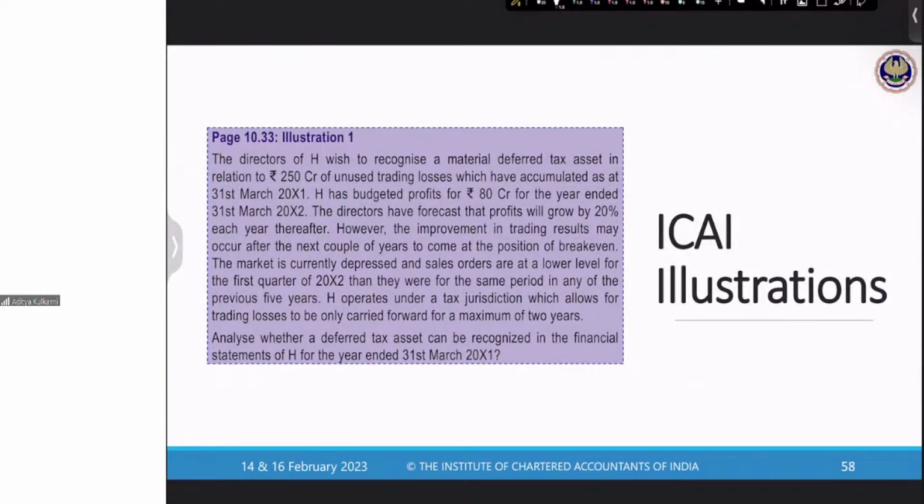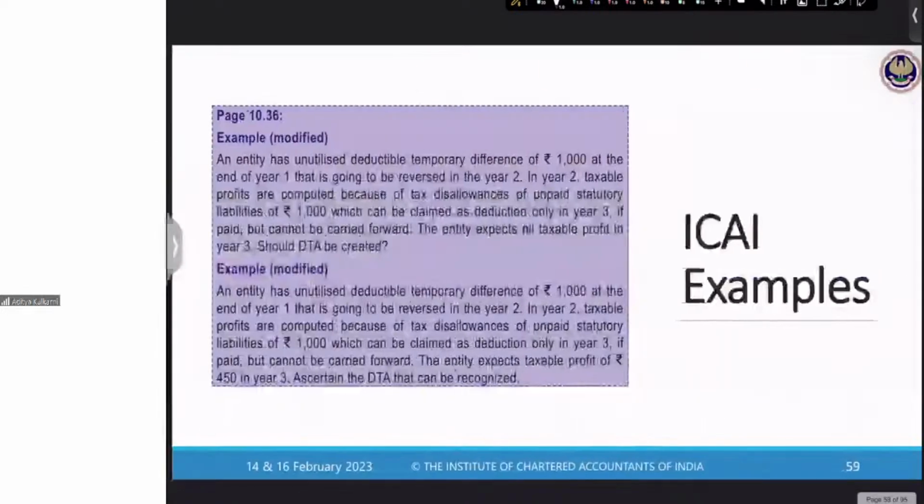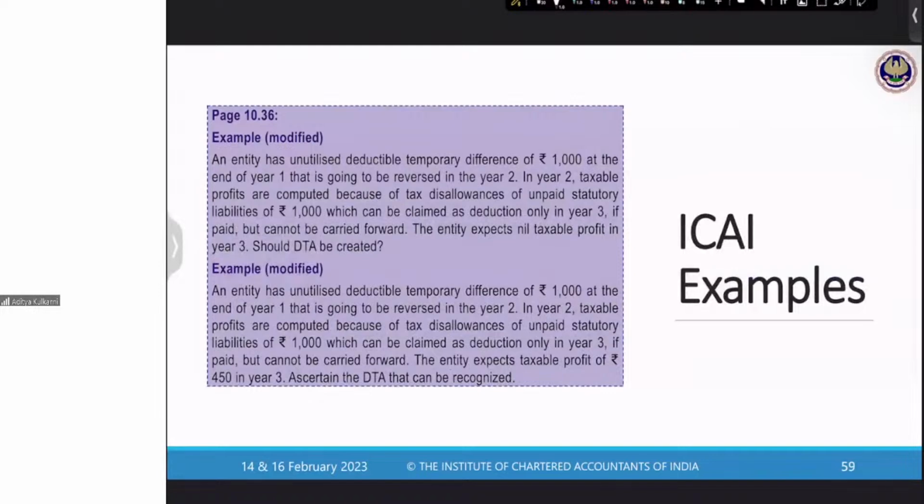I want you to try this for homework. It is based on what we have done. You should not have any difficulty. They are saying that orders are depressed, etc. Read it. When you are reading it, you will come to know what the answer is. So illustration 1, I leave it with you for homework. Okay.